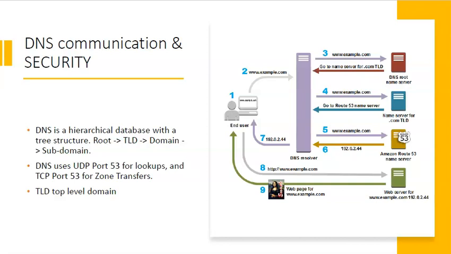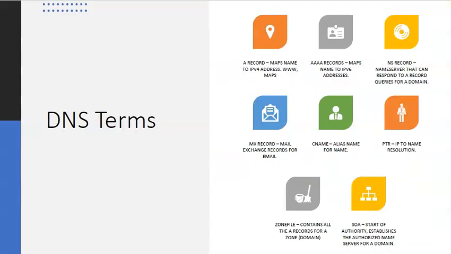Okay. Some more terms are there which we need to understand in a DNS server. These are A record, AAAA record, then NS record, MX record, CNAME, PTR, zone file, and SOA. So A record maps name to IPv4 addresses, like mapping of the URL to a particular IP address. Then AAAA record maps the URL, meaning the name of that particular website or portal, to IPv6 addresses.